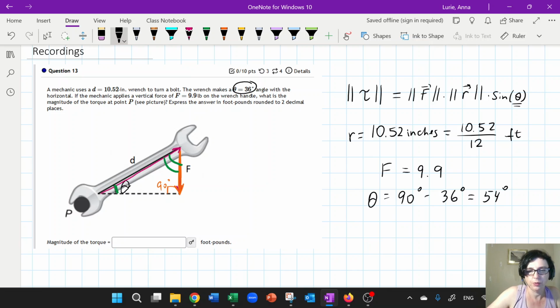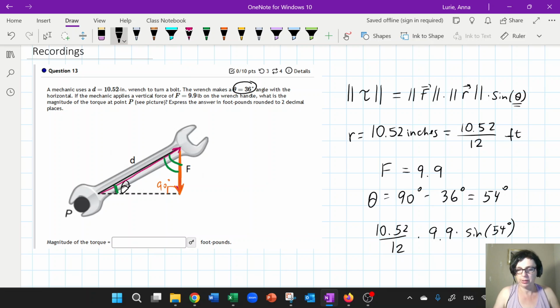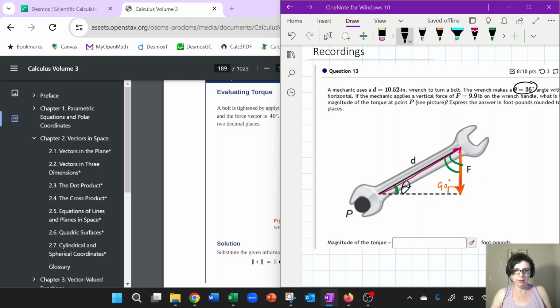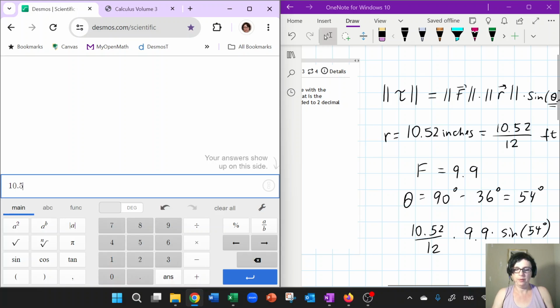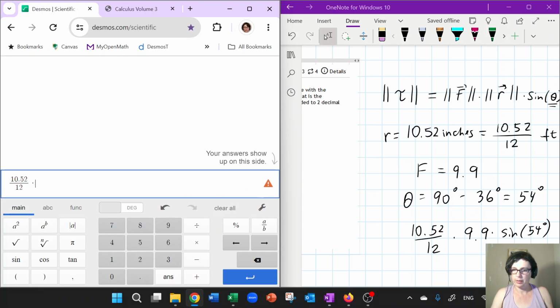So finally, to find the magnitude of the torque, I need to find 10.52 divided by 12. Then I multiply that by the force, which is 9.9, and multiply that by sine of the angle, but again, the angle is 54 degrees. If I use a calculator at this point, that's 10.52 divided by 12 multiplied by 9.9 multiplied by sine of the angle. You do have to make sure that the calculator is in degrees. I got approximately 7.02 foot pounds.